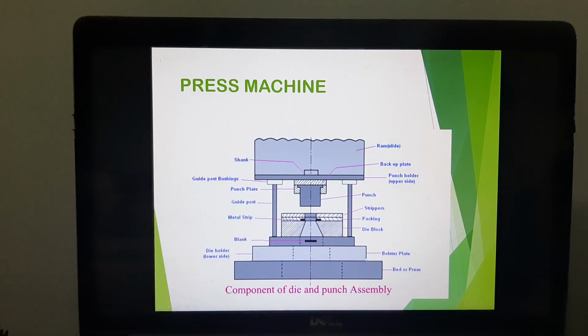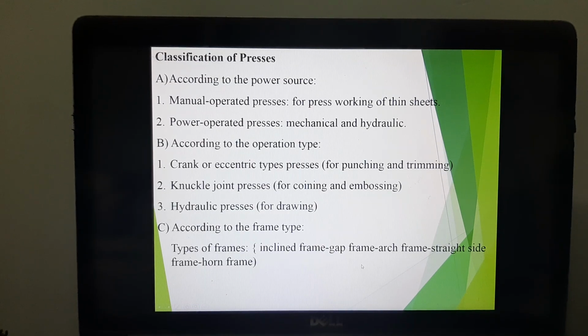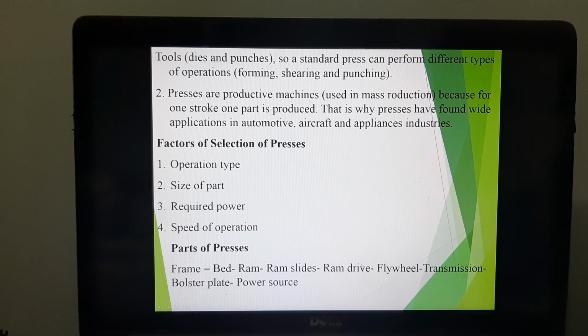So if you look back, the press working machine is made of dies and punches so that a standard press can perform different types of operations: forming, shearing, and punching. Because of its multi-purpose functionality, presses are considered very productive machines. It is used in mass production because for every one stroke, one part is produced. Presses have found a very wide application in automotive, aircraft, and appliance.